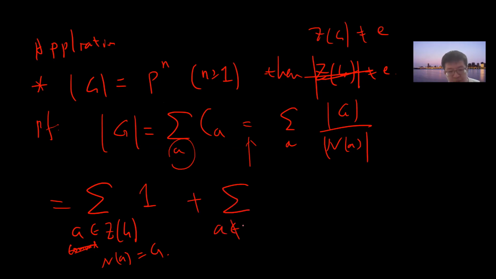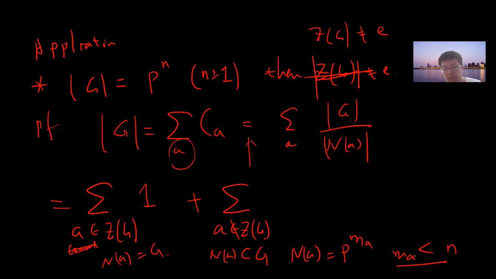Plus, a does not belong to Z of G. If a does not belong to Z of G, then this N of a must be a proper subgroup of G. So this N of a must be of order p to the m_a, where m_a cannot be the same as n, because if m_a is the same as n, then N of a will be the whole group, and then a should be in Z. So this index should be written as p to the n minus m_a, where m_a is greater than or equal to 1. Okay, so write everything down.